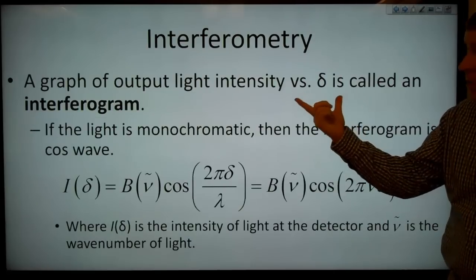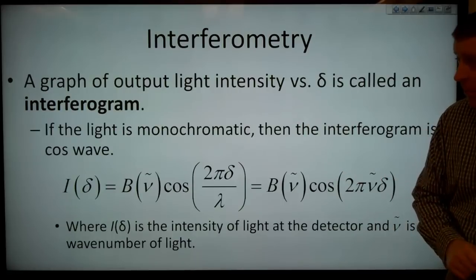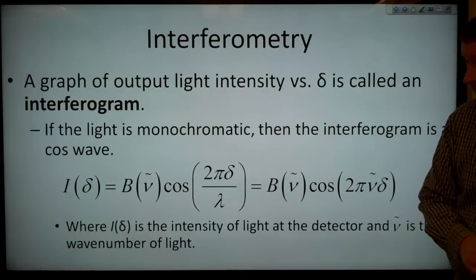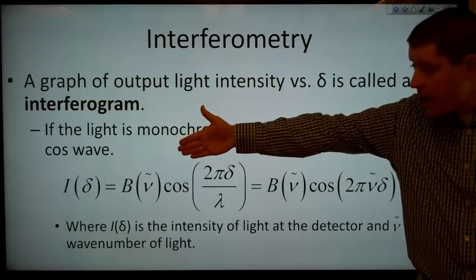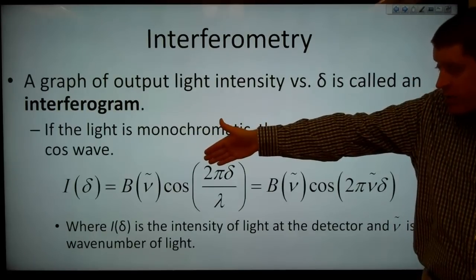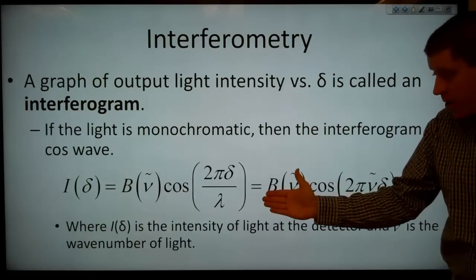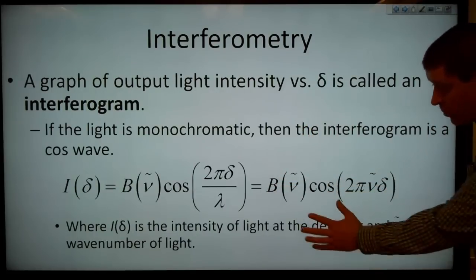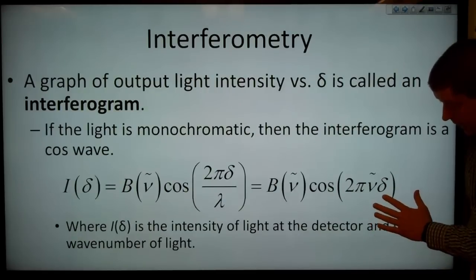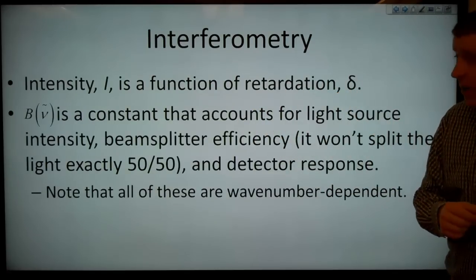So a graph of output light intensity versus delta is called an interferogram. And if the light is monochromatic, then the interferogram is a cosine wave. So the intensity of light I as a function of delta, or retardation, is equal to B, which is a function of wave number of our light, times cosine of 2 pi delta over lambda. And this is equal to B cosine 2 pi times the wave number times delta. So the intensity I is then a function of our retardation.